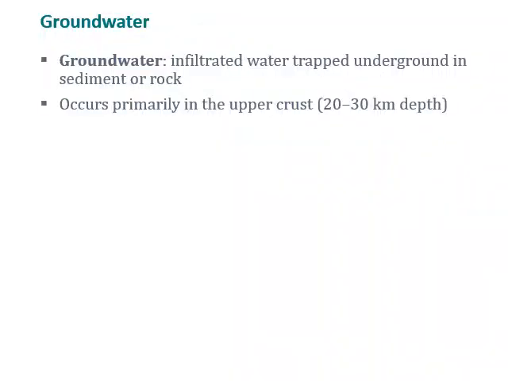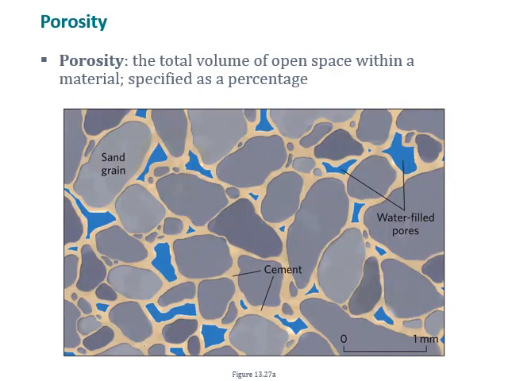Part 3 discusses groundwater. Groundwater is water that has entered the ground from the surface and is trapped in sediment or rock. Groundwater exists primarily in the upper crust of Earth within 20 to 30 kilometers depth. Porosity is the total volume of open space within a material, and it's specified as a percentage.